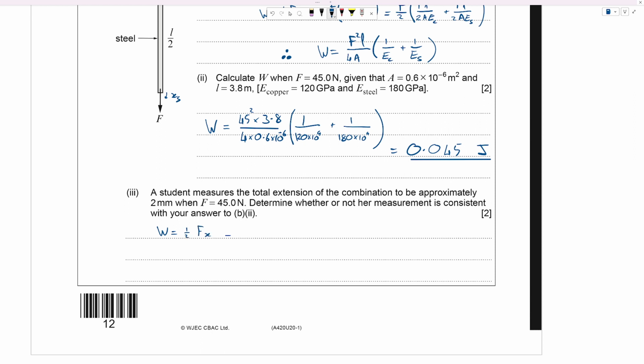So this time half times slightly simpler. Again, just always careful with the units. This is 2 millimeters. And that is exactly 0.045 joules. So yes, it is consistent.